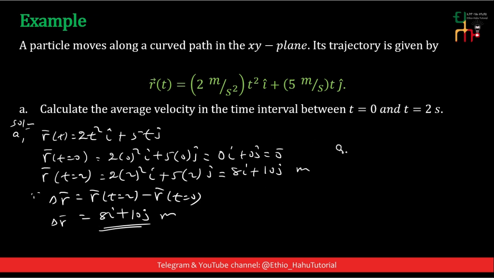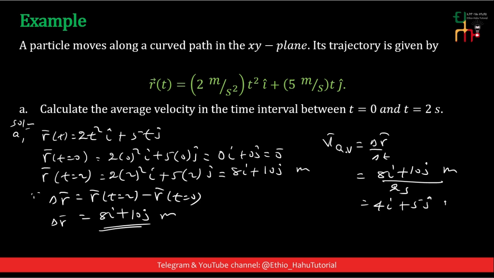But average velocity, V average, is defined by delta r by delta t, the time rate of change of displacement. Delta r is 8 i plus 10 j meter divided by delta t, the time interval between 0 and 2 seconds, which is 2 seconds. This is equal to 8 by 2, 4 i plus 10 by 2, 5 j meter per second. This is the average velocity between t is equal to 0 and t is equal to 2 seconds.